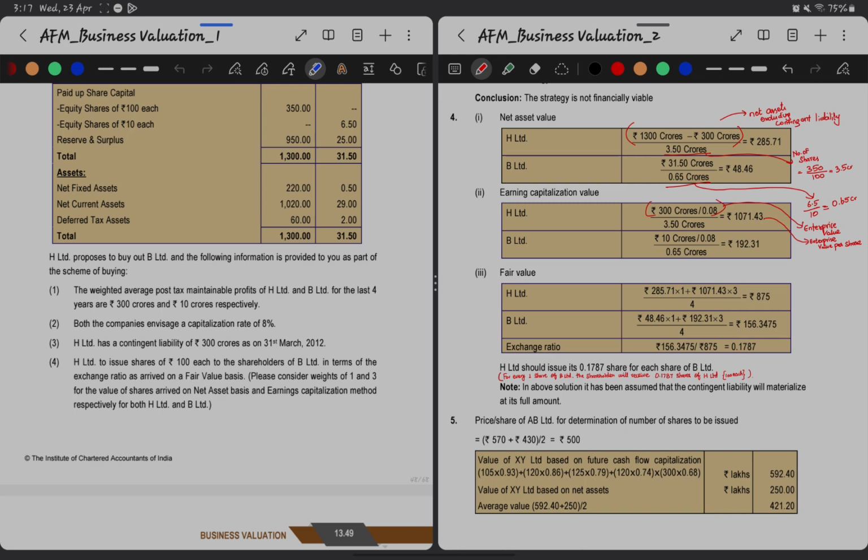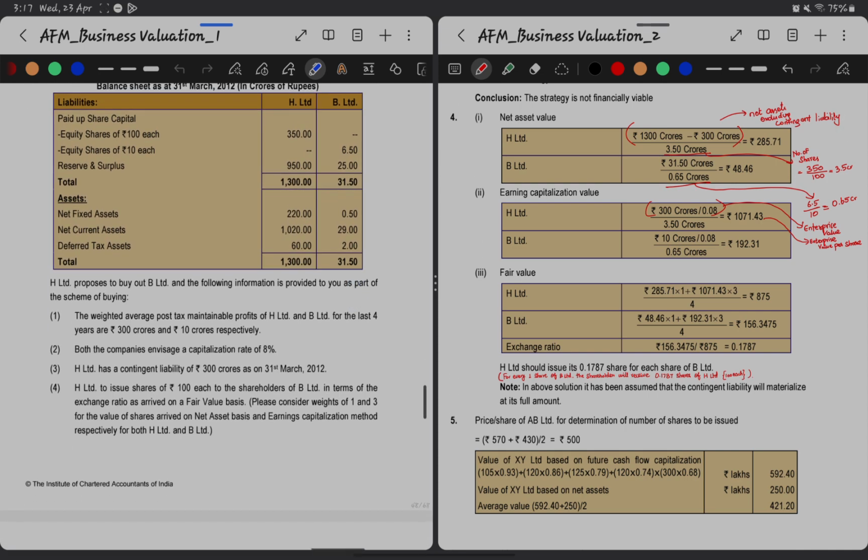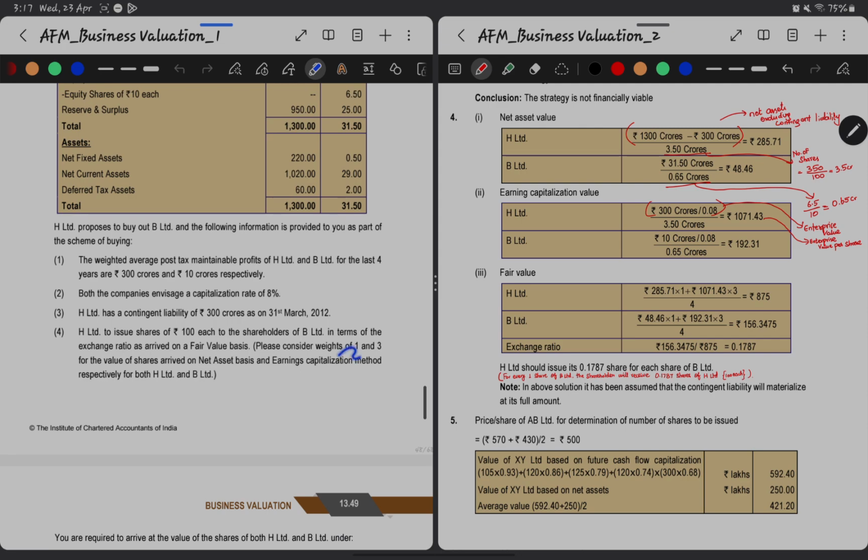Let's say for B Limited here they have 6.5 divided by 10, if we put 0.65 crore, means 65 lakh shares are there. So to acquire those shares, how many shares of H Limited does it have to give? In this case 350 divided by 100, 3.5 crore shares are there. So how many shares of H Limited have to be given to acquire B Limited? That's what we are going to find out. For that they have given to the shareholders in terms of exchange ratio as arrived on fair value basis.